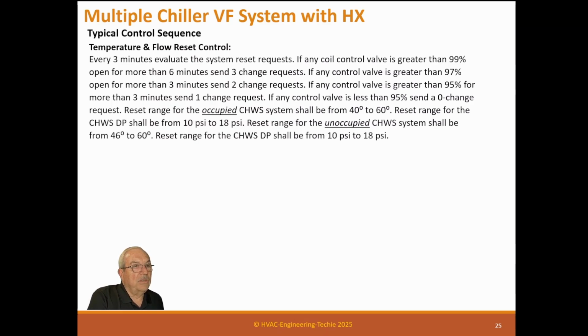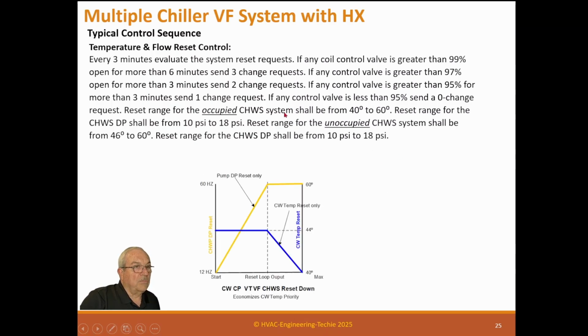Reset range for the occupied chill water supply temperature should be 40 to 60 degrees. Reset range for the chill water supply differential set point should be from 10 to 18 psi. Reset range for the unoccupied chill water set point should be from 46 to 60 degrees. Reset range for the chill water supply differential pressure should be 10 to 18 psi. So this is how it uses those requests to get where it's going.